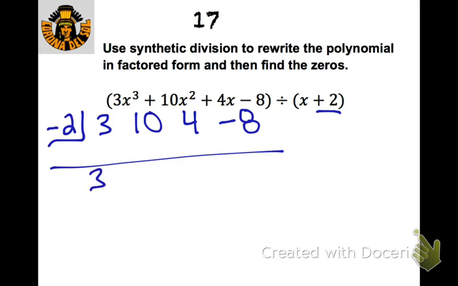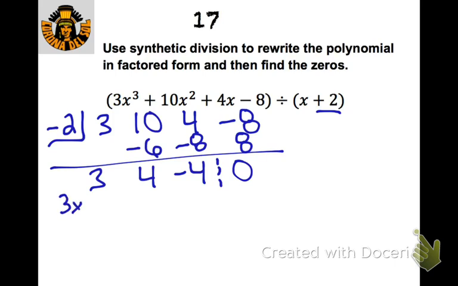So bring down the 3. 3 times negative 2, so that's negative 6. Add those together, that's 4. 4 times negative 2, that's negative 8. So negative 4, so give us 8. So we get this depressed polynomial. So this is 3x squared plus 4x minus 4.